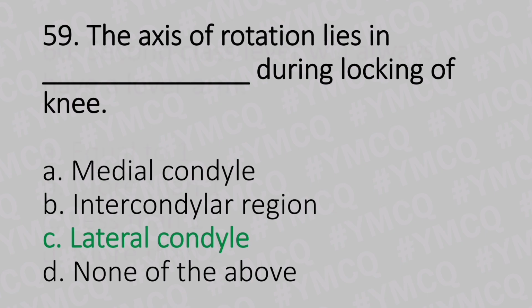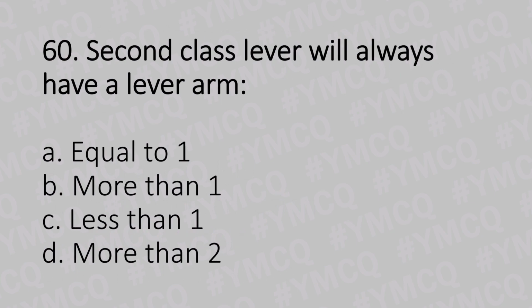Moving to our 60th question, second class lever will always have a lever arm. Option A, equal to 1. Option B, more than 1. Option C, less than 1. Option D, more than 2. And the answer is Option B, more than 1.